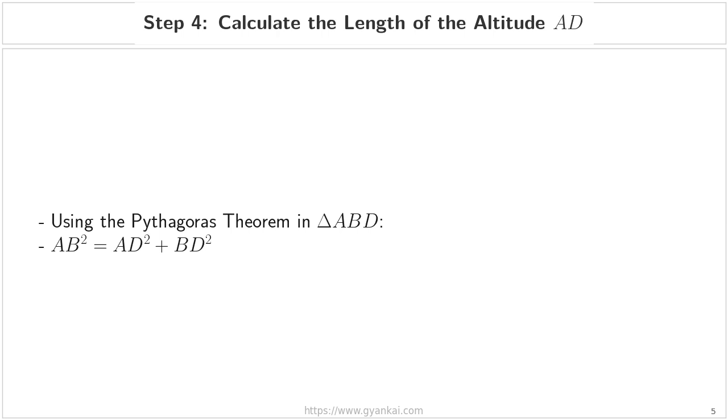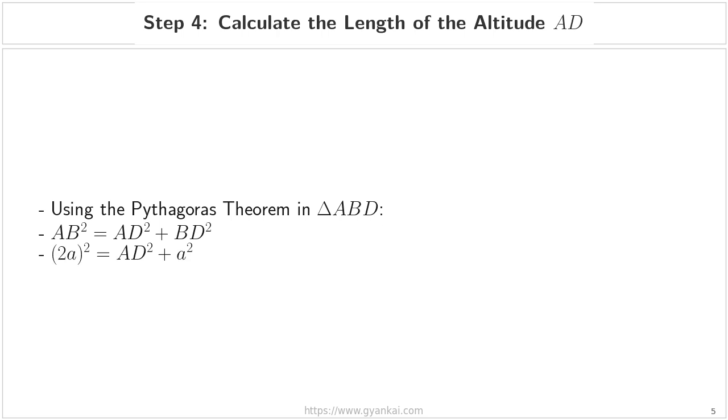Starting with our formula, the square of the hypotenuse, which is side OB, is equal to the sum of the squares of the other two sides, AD and BD. Let's substitute the values we identified in the previous slide. We know that the hypotenuse OB is 2a and the base BD is simply a, so our equation becomes (2a) squared equals AD squared plus a squared.